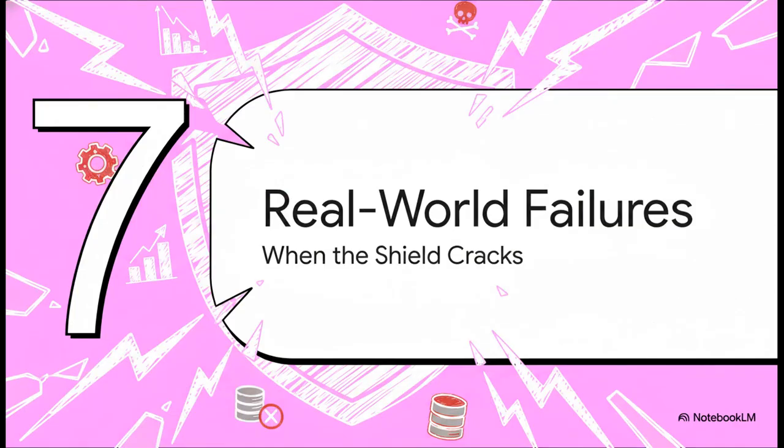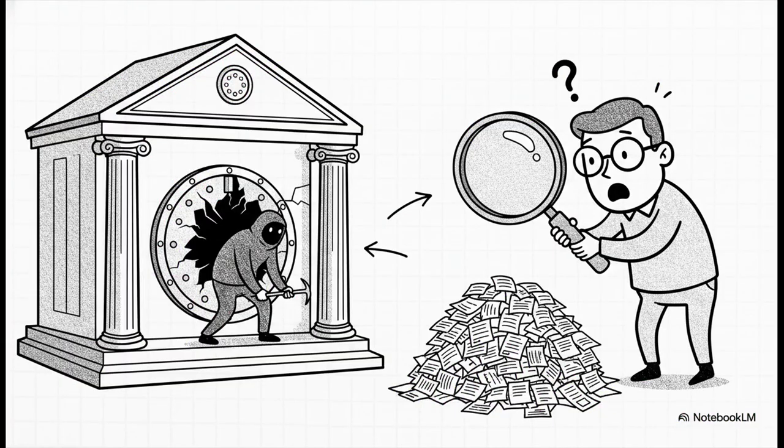To really ground this, let's look at what happens when things actually go wrong in Section 7, real-world failures. Basically, what happens when the shield cracks. First up, Incident 1, a bank system data breach. Imagine weak logical access just lets hackers waltz right in. From an ERM perspective, this is a nightmare of reputational and legal damage.